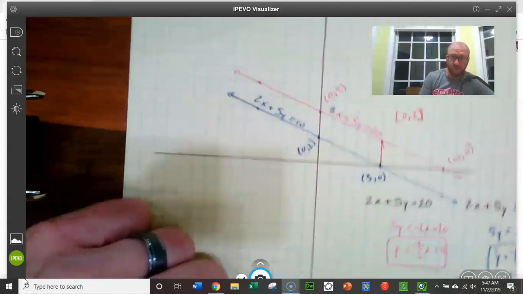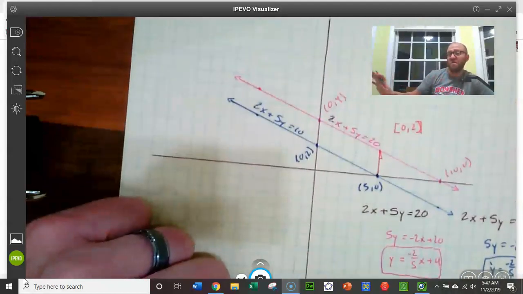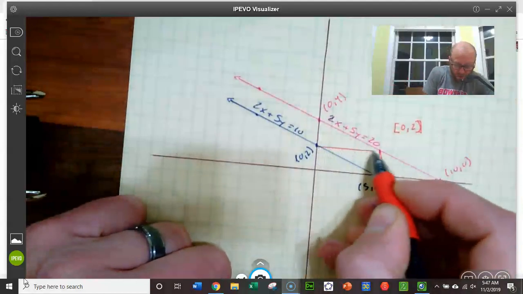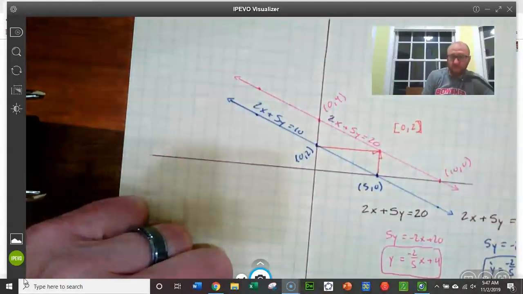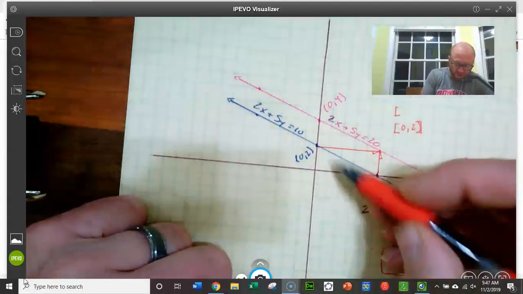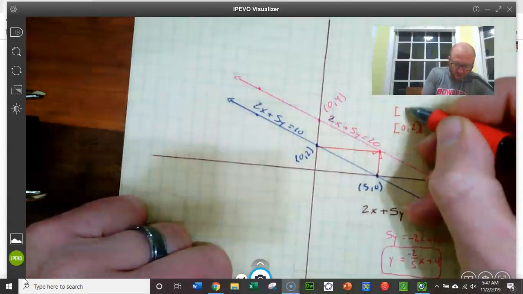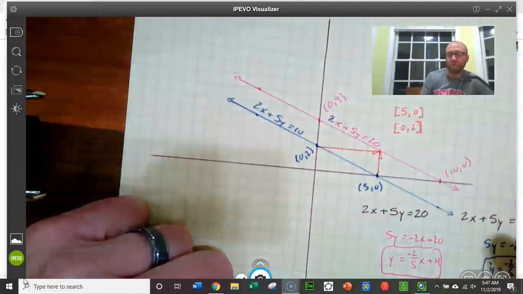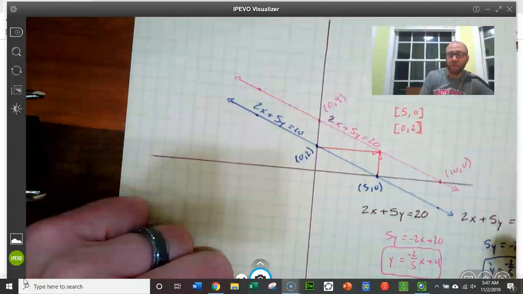Another one, I could shift everything over, I could go from here over there. So that would be the vector 5, 0. So we could go over 5 and up 0. That would work too.